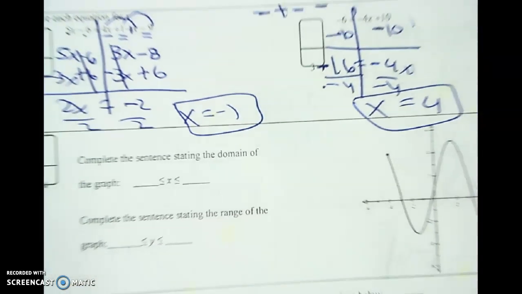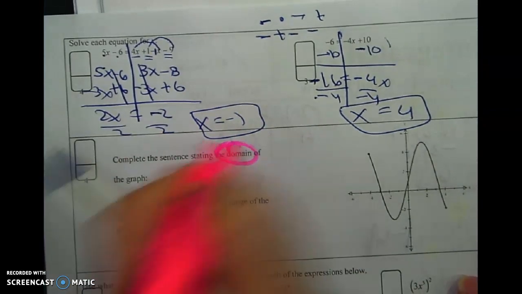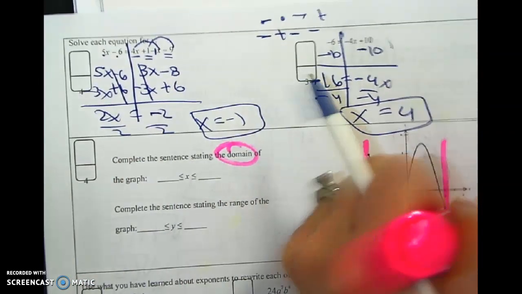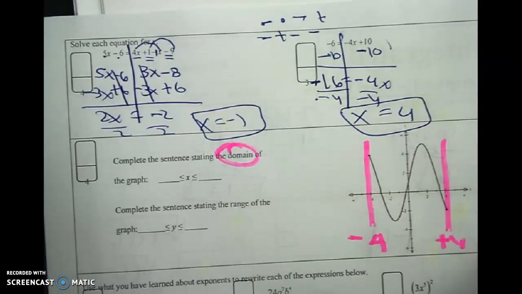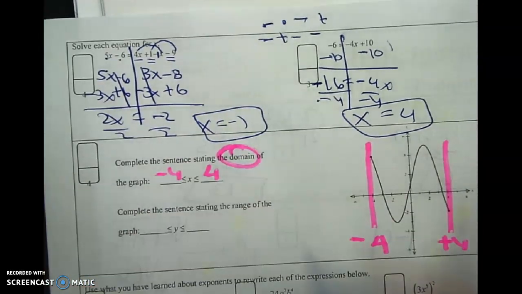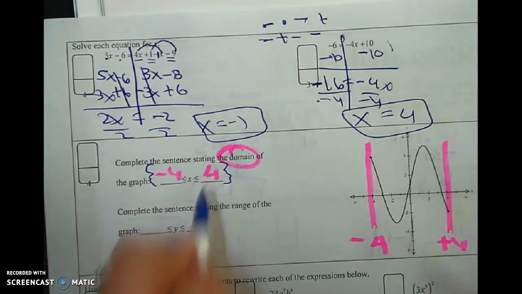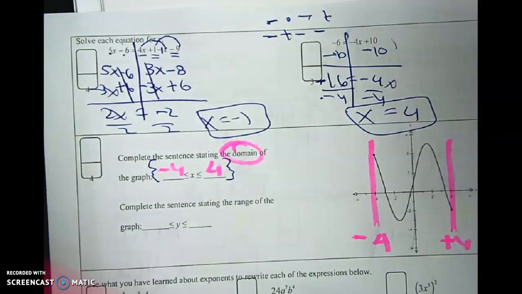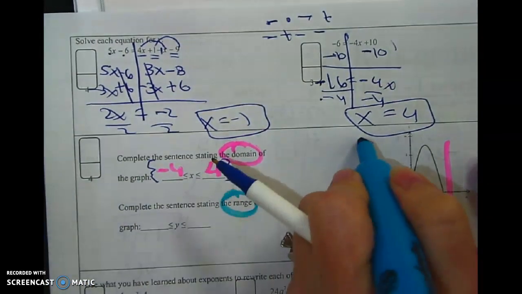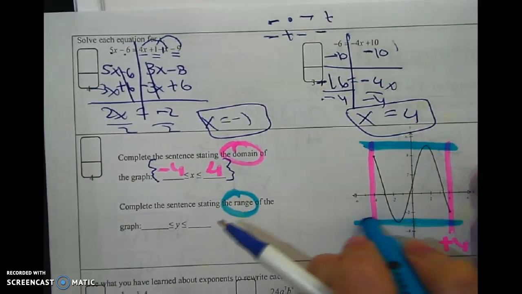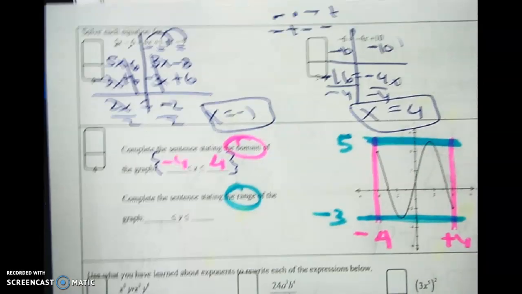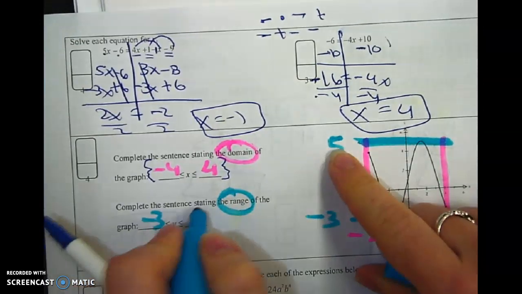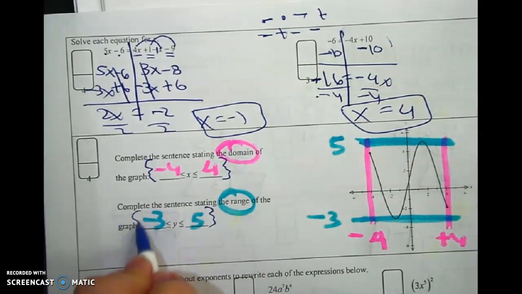All right. Domain and range. Domain is your x. So that's this. So you look right there and it looks like that's negative 4 and that's positive 4. So that goes there. That goes there. Then you put it in set notation. And then this one is your range. Your range is your top and your bottom. So that's negative 3 and that's 5. So it's always got to be the smaller on the left, the bigger on the right. Set notation. Okay, let's go to the next one.